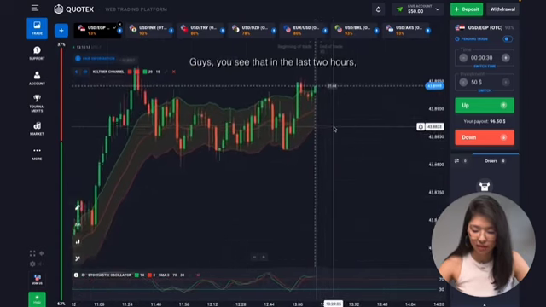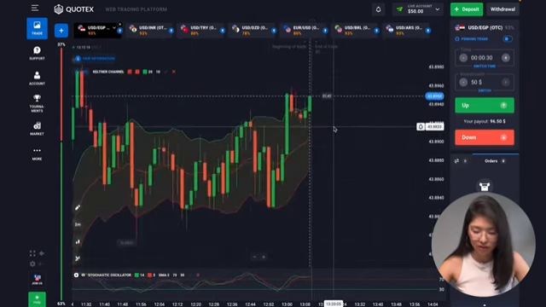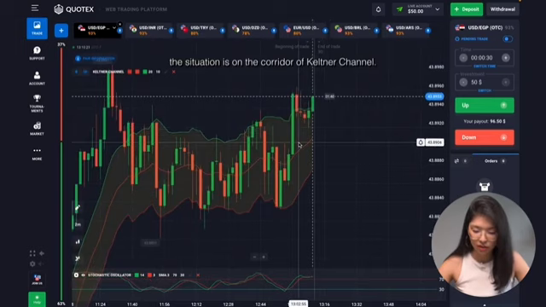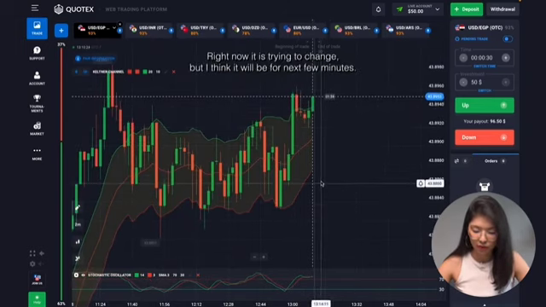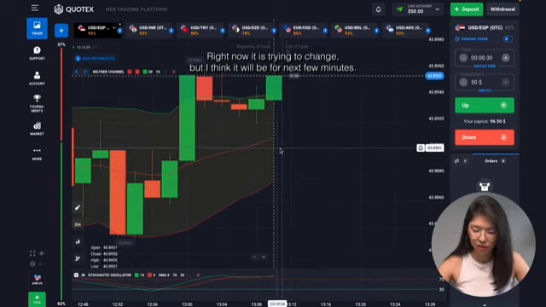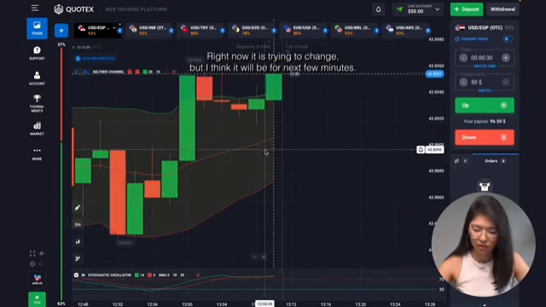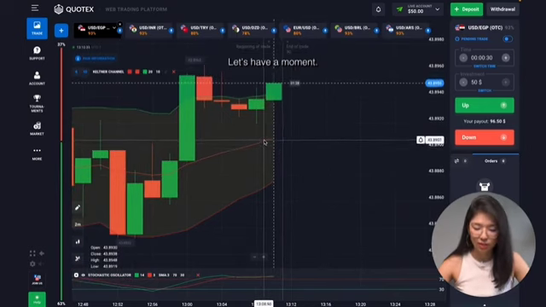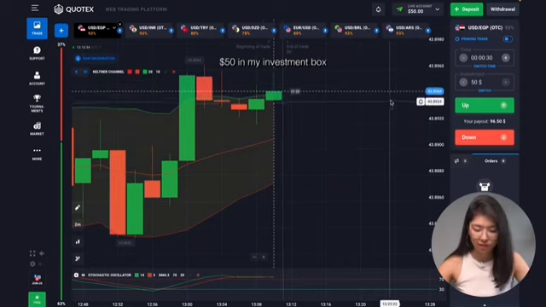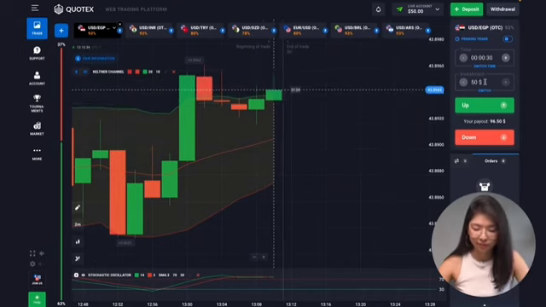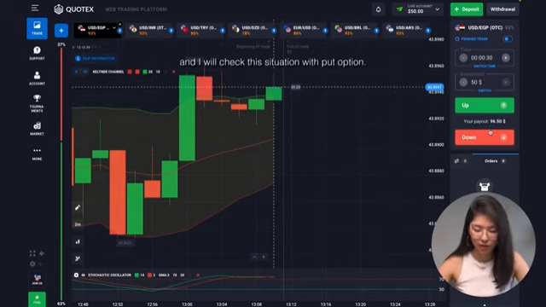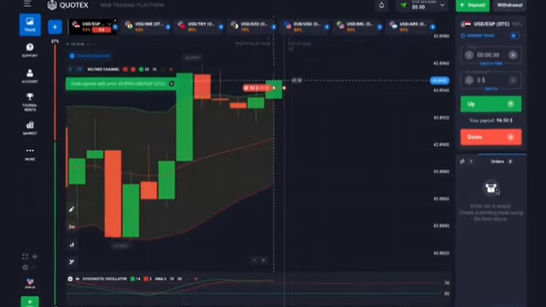Okay, you see that in the last 2 hours, the price is within the corridor of the Keltner Channel. And right now it is trying to change, but I think it will hold for the next few minutes. So let's put $50 in my investment box, and I will check the situation with a put option.